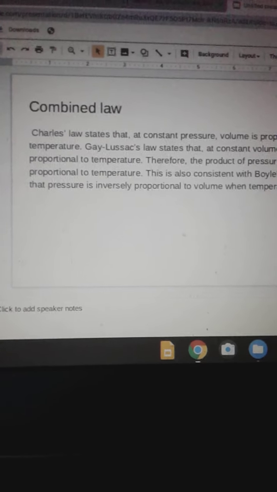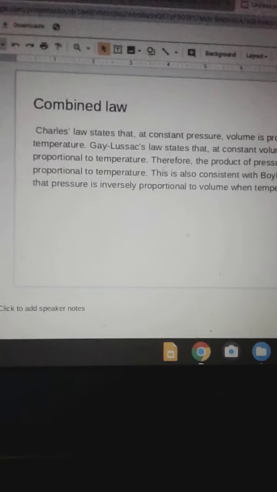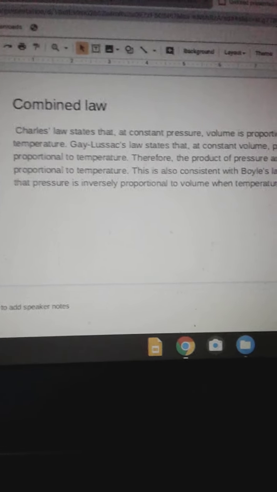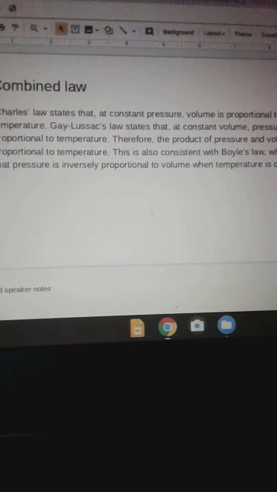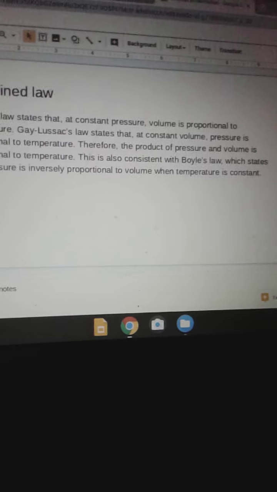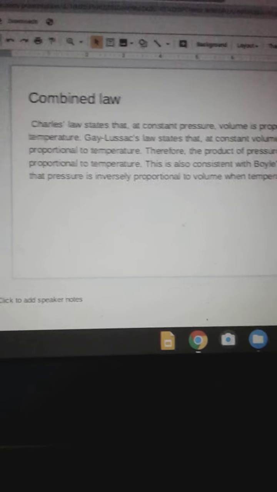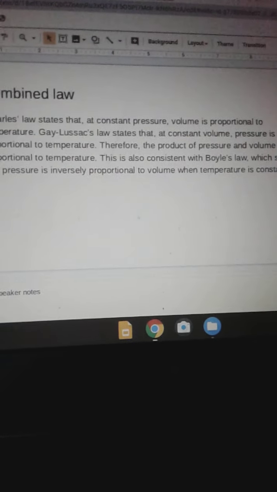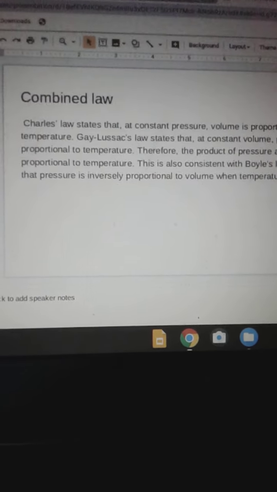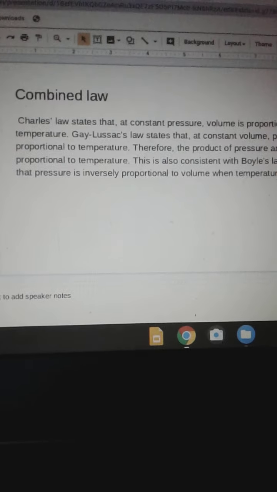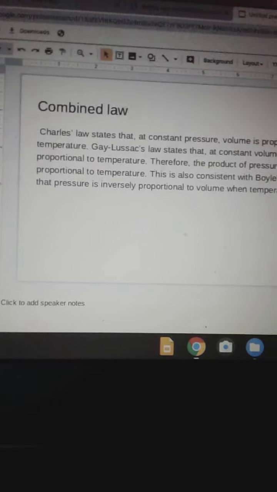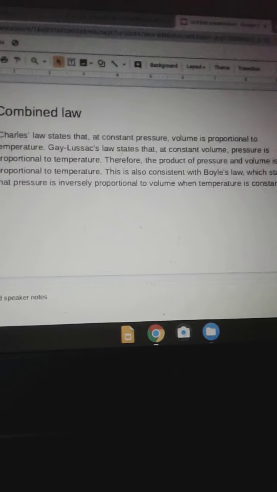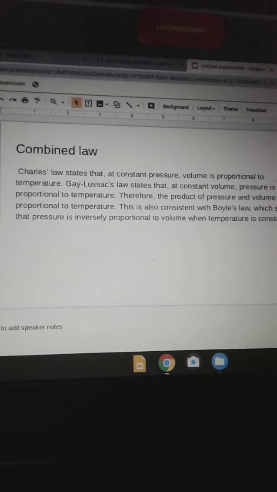It makes sense where if you take volume out, pressure is proportional to temperature. If you take pressure out, volume is proportional to temperature. Also, if you take temperature out, then pressure and volume are inversely proportional, which brings us to Boyle's law. So it brings all three of them together. And that's about it.